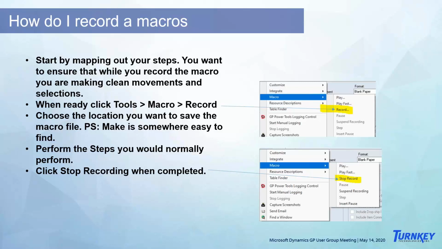Then once you've selected the file, you'll just perform the steps that you wanted to record. When you're done, just go back up to that same menu that we went to a moment ago and hit stop record. And that's going to basically write that macro file with everything that transpired between you hitting record and hitting stop record.